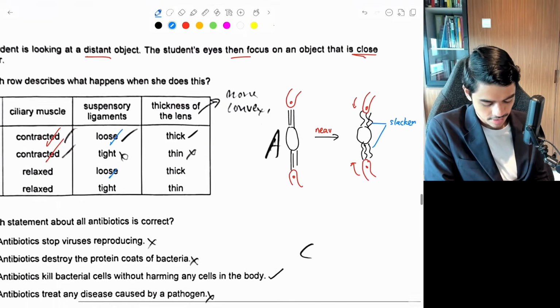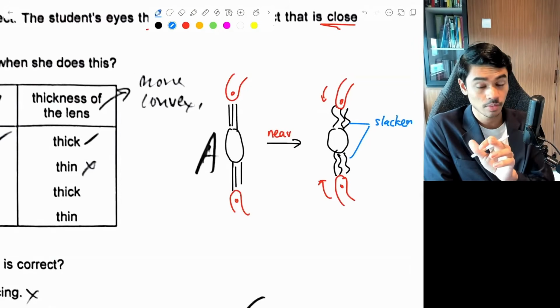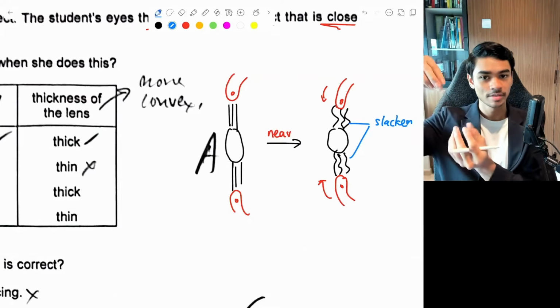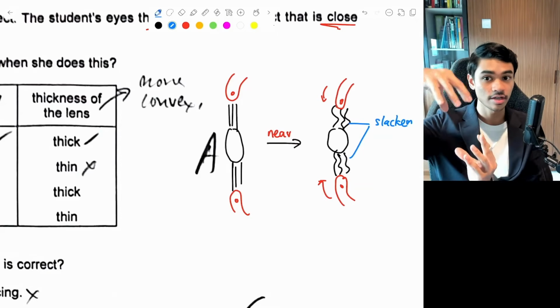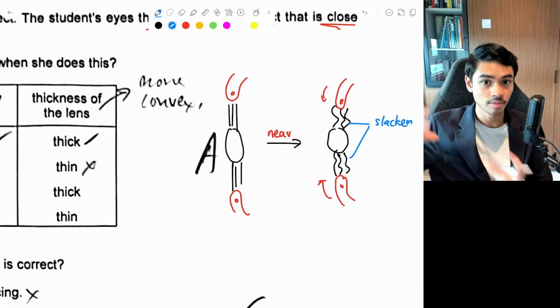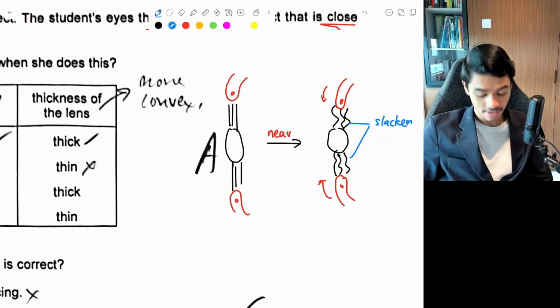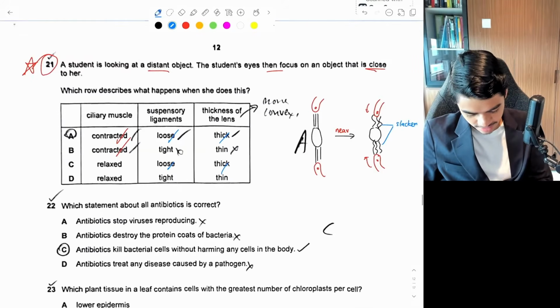And then the thickness of the lens, because the lens is flexible. So when the ropes are pulling it, the suspensory ligaments, which they're not actually called ropes, they are like ropes, when they pull on this flexible lens, it stretches it out thinner and it'll be less convex. But now when you release the ropes, the lens goes back to its original thicker shape. So it becomes thicker and more convex. So thick, and therefore the answer is A.